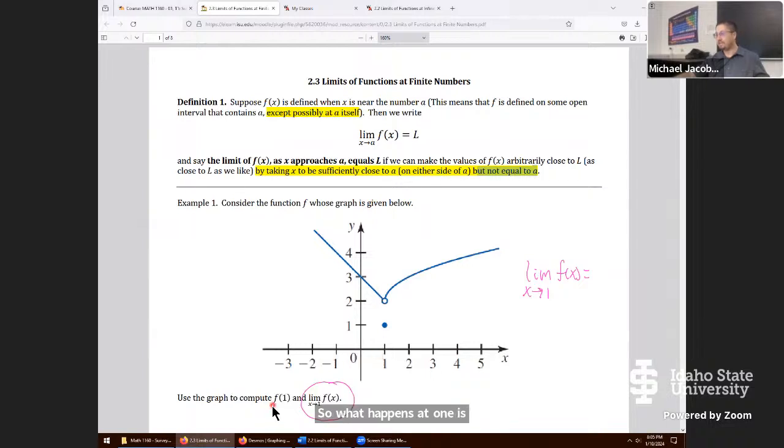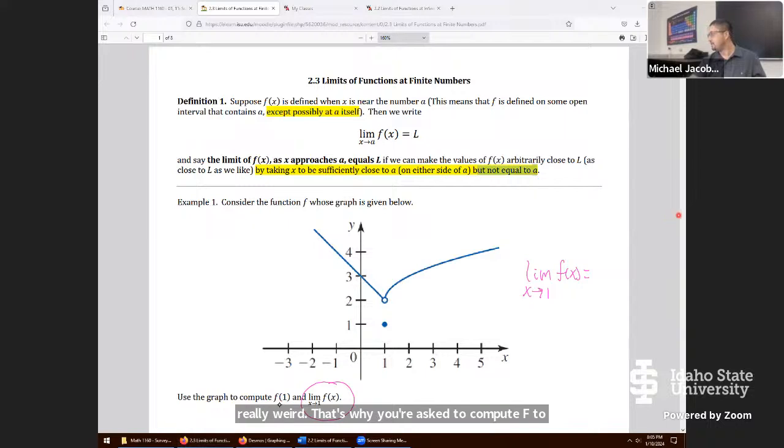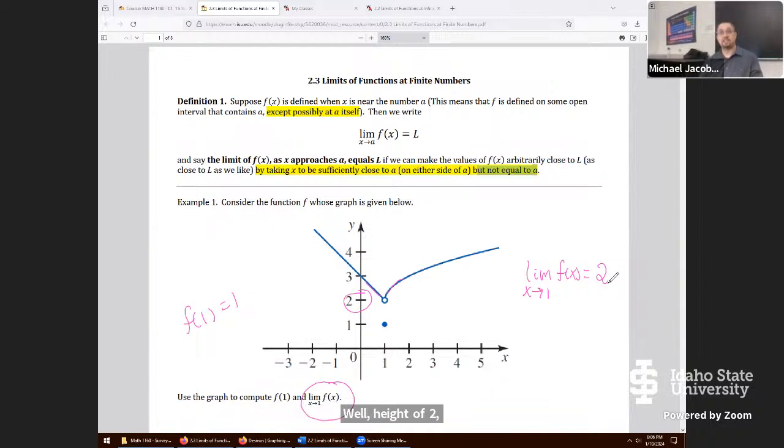That's really, really weird. That's why you're asked to compute f of 1. Oh, let me go back to this. f of 1 is definitely 1. That's just a function output from here to here. But if you're taking the limit as x tends towards 1, you're coming down in this direction, and in this direction, you're getting closer and closer to a height of 2. You are not getting closer and closer to a height of 1 exactly. That's pretty weird, and we'll take a look again at these ideas in a lot more detail when we come back one week from now after the holiday.